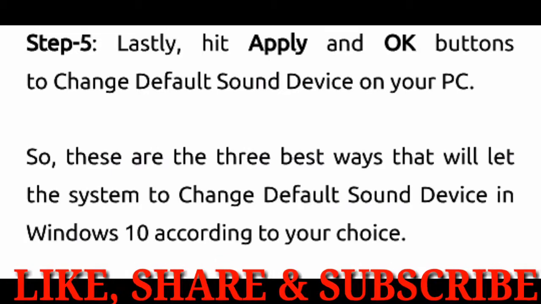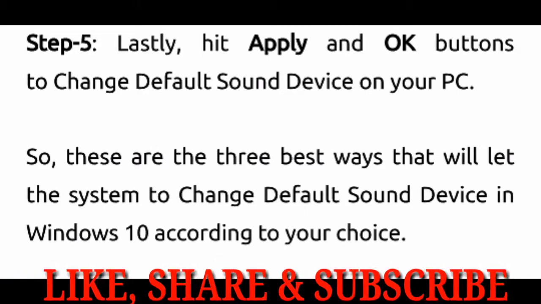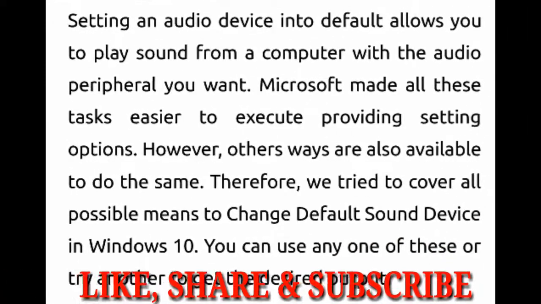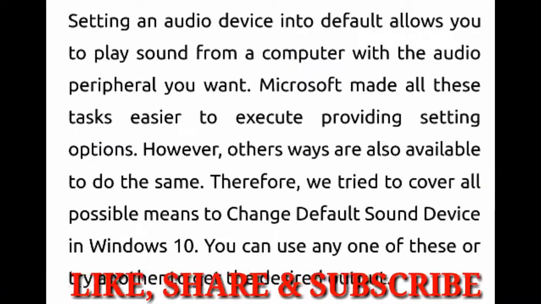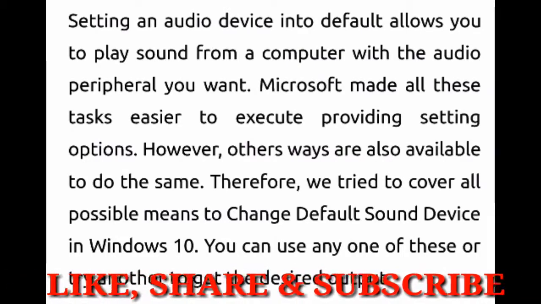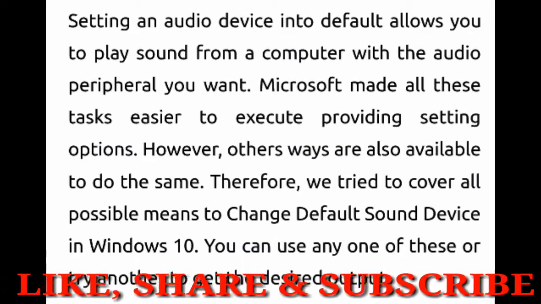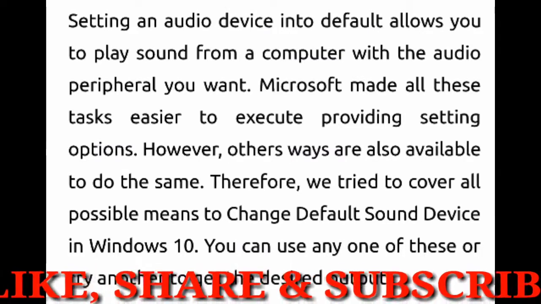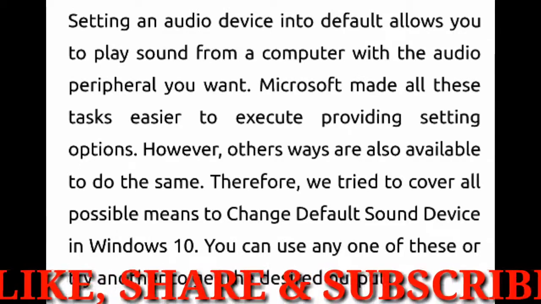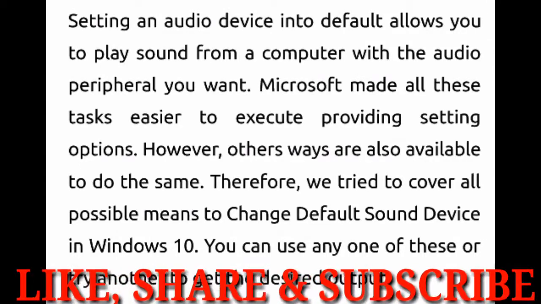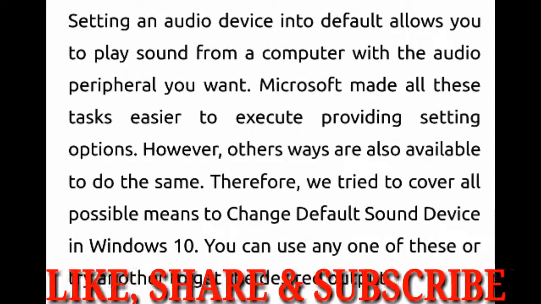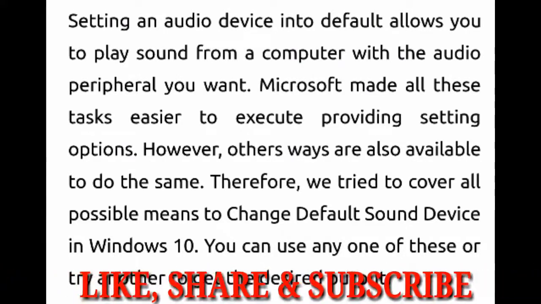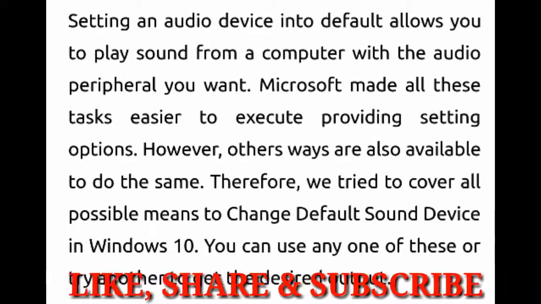So these are the three best ways that will let the system to change default sound device in Windows 10 according to your choice. Setting an audio device into default allows you to play sound from a computer with the audio peripheral you want. Microsoft made this task easier to execute, providing settings options. However, other ways are also available to do the same. Therefore, we tried to cover all the possible means to change default sound device in Windows 10. You can use any one of these or try another to get the desired output.